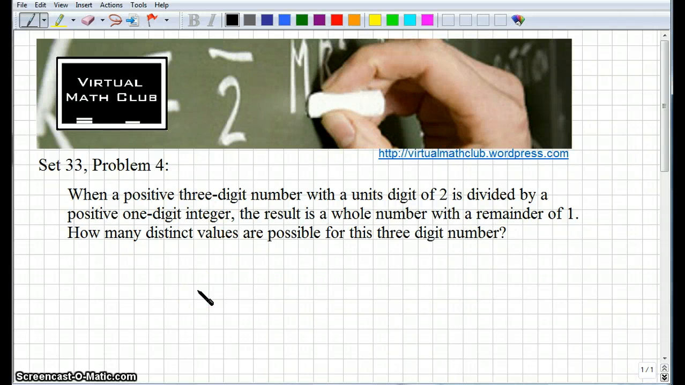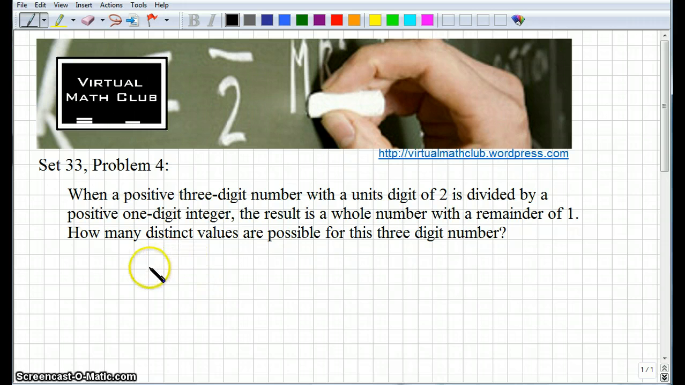All right, problem number 4. When a positive 3-digit number with a units digit of 2 is divided by a positive 1-digit integer, the result is a whole number with a remainder of 1. How many distinct values are possible for this 3-digit number?